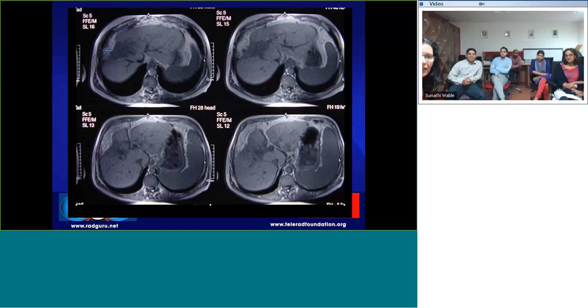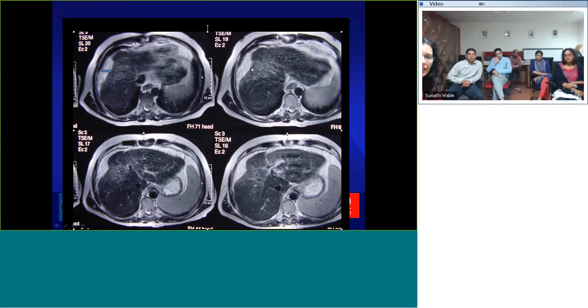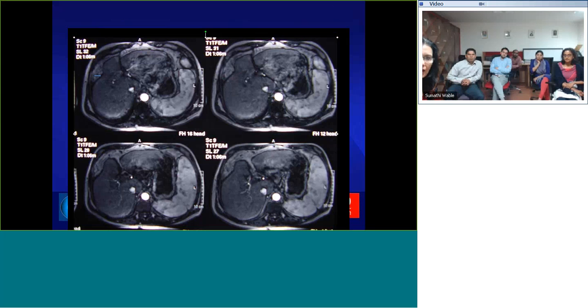Okay, what about other pitfalls? Focal fibrosis, again, low on T1, not much of an enhancement, and it can retain contrast. And the other thing is there is a retraction. Any tumor or space-occupying lesion, as you know, will actually bulge out the margins, whereas with focal fibrosis, you will have retraction of the liver contour.